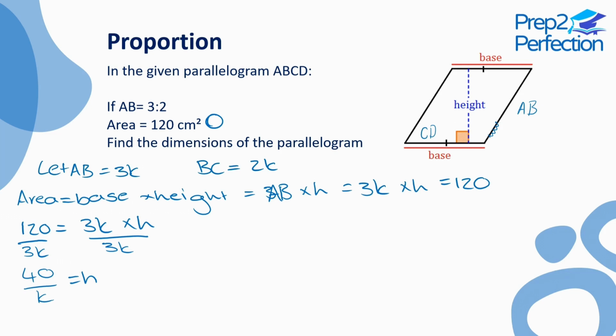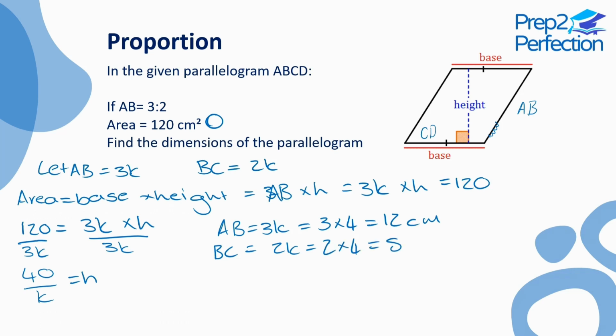From the properties of a parallelogram, we can determine that AB is equal to 3K, which equals 3 times 4, which equals 12 centimeters. Then BC is equal to 2K, which is equal to 2 times 4, which equals 8 centimeters. Then for the height, H is equal to, and we know that K is 4, so 40 divided by 4 equals 10 centimeters.